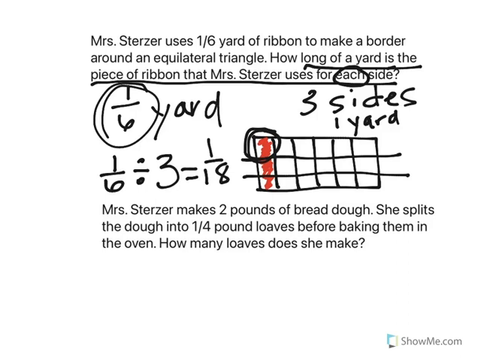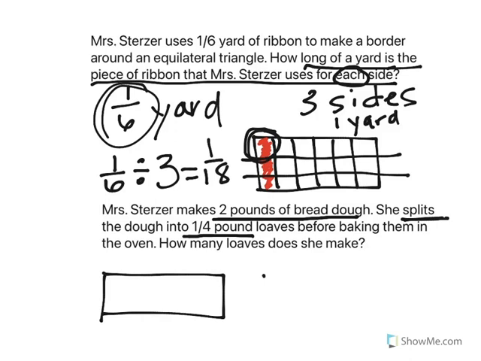All right, so let's move on to this next one. Mrs. Sturzer makes 2 pounds of bread dough. She splits the dough into 1/4 pound loaves before baking them in the oven. How many loaves does she make? So if I'm splitting, that means I know I'm dividing something. So I have to think about it. What is important? Well, we know that she has 2 pounds of bread dough and we're splitting them into 1/4 pounds.